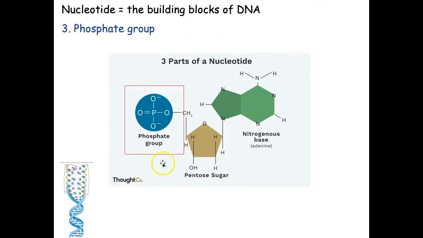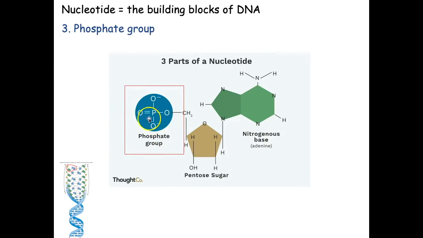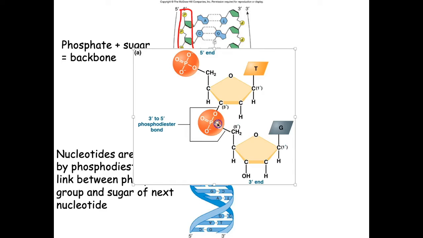And then last but not least, a phosphate group. So the three parts of a nucleotide are the nitrogenous base, a pentose sugar, which in DNA is deoxyribose. I think I just named DNA earlier, didn't I? I said deoxyribonucleic acid, that's the name of all of DNA. The sugar is deoxyribose, so that's where the deoxy comes from. I apologize. Okay, the phosphate group is the last component of our nucleotide.